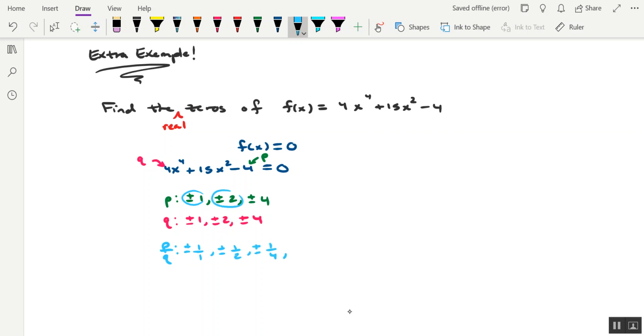Then we'll move on to fractions with a numerator of 2, plus or minus 2 over 1, plus or minus 2 over 2, which, by the way, we already have in the list as 1 over 1. So we can neglect that. It's no new information. And then plus or minus 2 over 4, which reduces to 1/2, which is also already in our list, so I'll cross it off. And then we'll move to fractions with a numerator of 4, so plus or minus 4 over 1, plus or minus 4 over 2, that's a duplicate. And then plus or minus 4 over 4, which is also a duplicate.